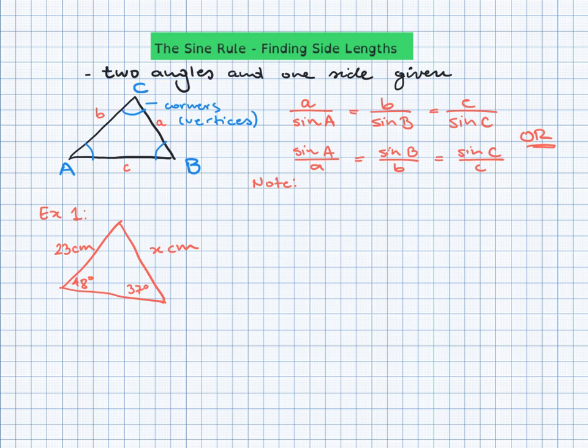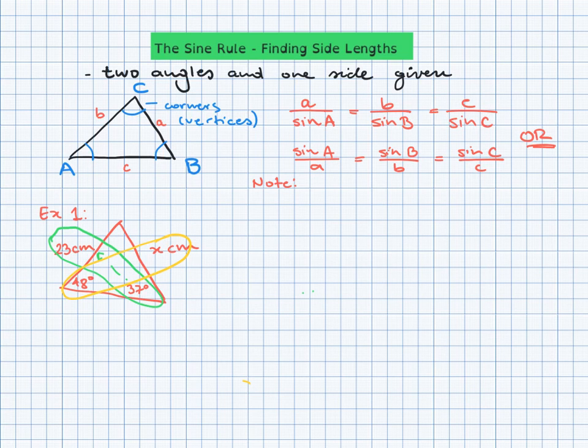So we're just going to have a look at what has been given here. I'm going to use this. So I have angle here 37, and opposite this angle is 23. So they belong together. And we have angle here 48 and opposite is x. So let me choose a different color. They go together.